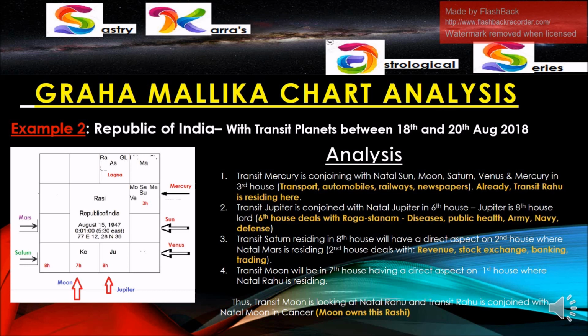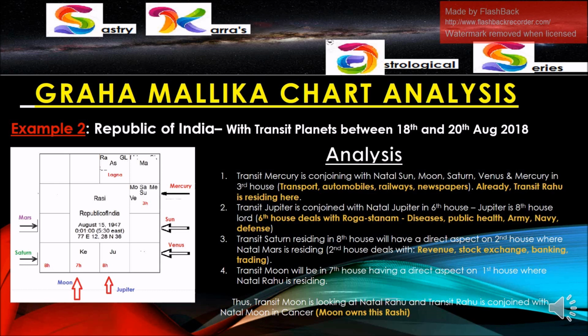Then comes Saturn. Saturn is already in the 8th house for a long period, and we are already noticing the impact of this Saturn on the country. The last one is Mars. Mars is in the 9th house, Dharmasthanam, law, order and courts. So that means Mars is having a direct aspect on the 3rd house. Transit Mars is having a direct aspect on the 3rd house.